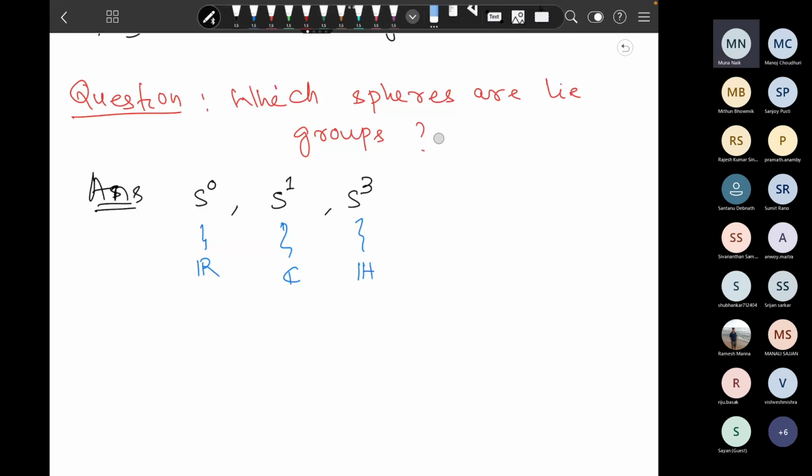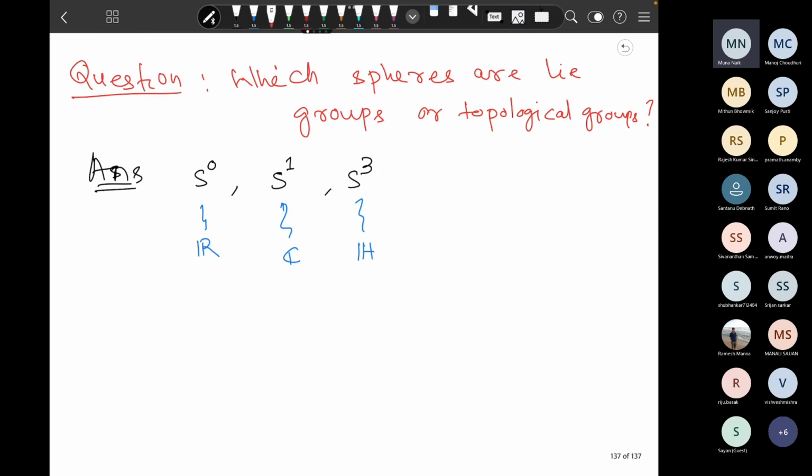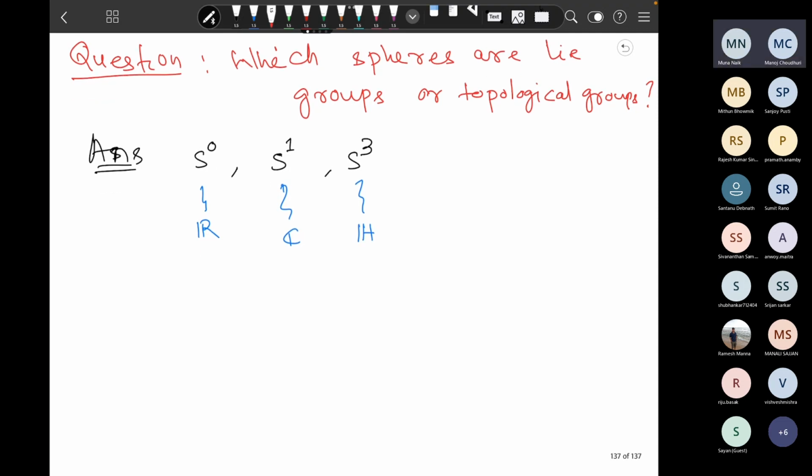You can ask a more general question about topological groups. We have seen that these are Lie groups, but the converse is difficult: when are S0, S1, S3 precisely the Lie groups? Take any Lie group, and its tangent bundle is always trivial. So this means S0, S1 and S3 have trivial tangent bundle.